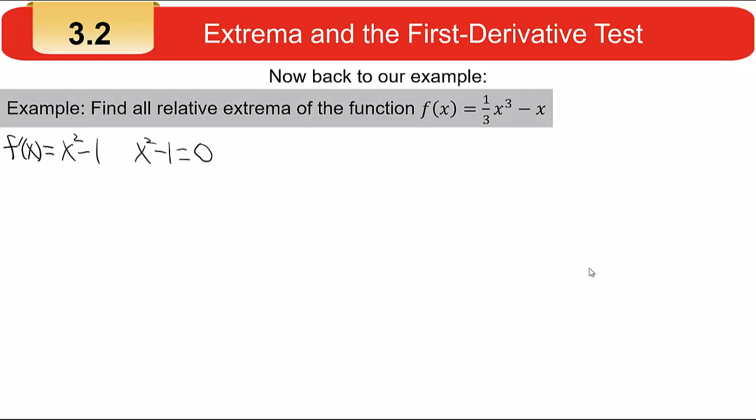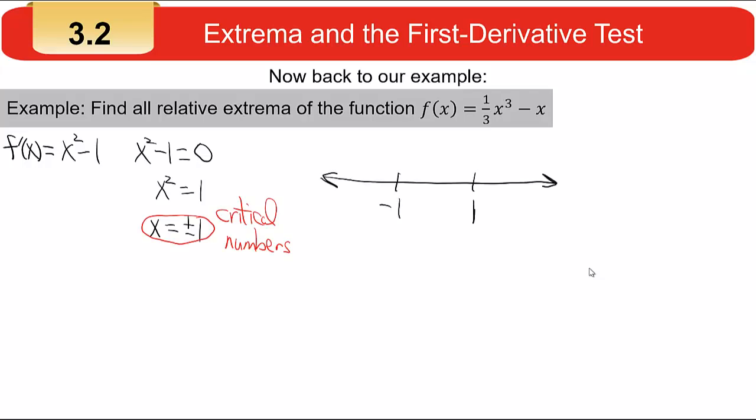We want to set the derivative equal to 0 to find the critical numbers. At this point, you can either factor x squared minus 1 as x plus 1 times x minus 1 and set each factor equal to 0, or you could just add the 1 to both sides and then take the square root of both sides, and the square root of 1 is plus or minus 1. Those are your critical numbers that go on the increasing decreasing chart.